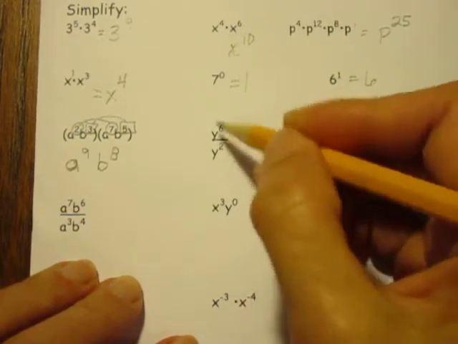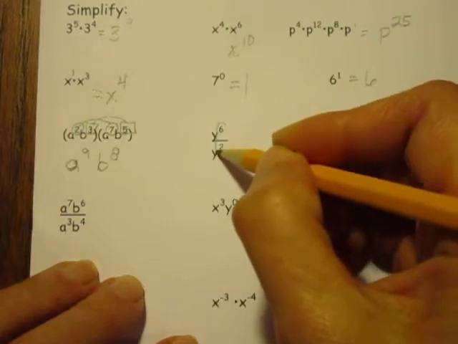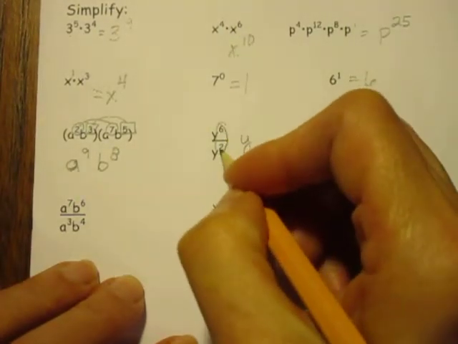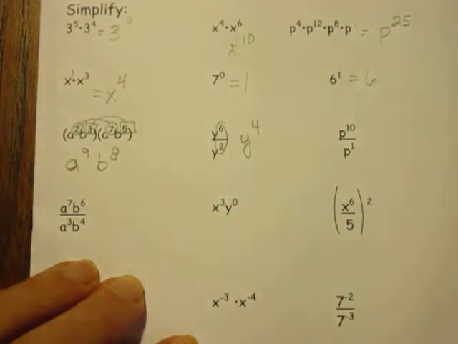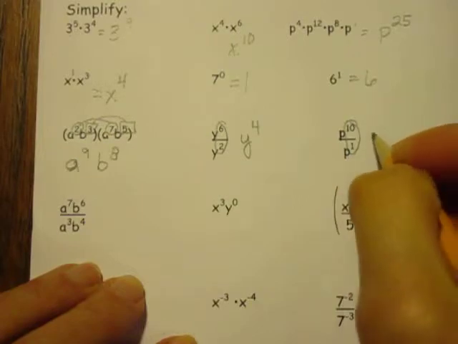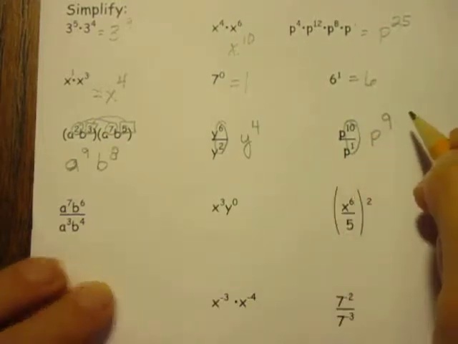Okay, here is the first one where we're practicing where we are dividing like bases. We are going to go ahead and subtract the exponents. So that would be y to the 6 minus 2 would be to the 4th power. Same thing going on here. I've got like bases. I'm going to subtract those exponents. So it's going to be p, 10 minus 1 is to the 9th power.